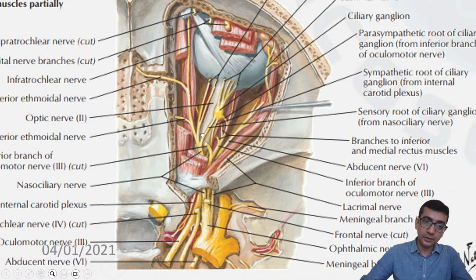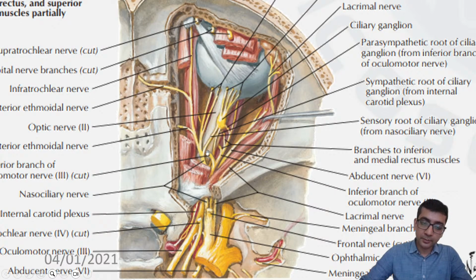Then if you move forward, they will not be short ciliary branches. Sorry, I'm sorry for the confusion I have created. The branches going to the ciliary ganglion will be known as the sensory root of the ciliary ganglion. The branches from the ciliary ganglion to the eyeball will be the short ciliary branches. Then there will be branches from the nasociliary nerve going directly to the eye. These will be known as long ciliary nerves. The branches from the ciliary ganglion to the eye are short ciliary. The branches from nasociliary to eyeball are long ciliary.